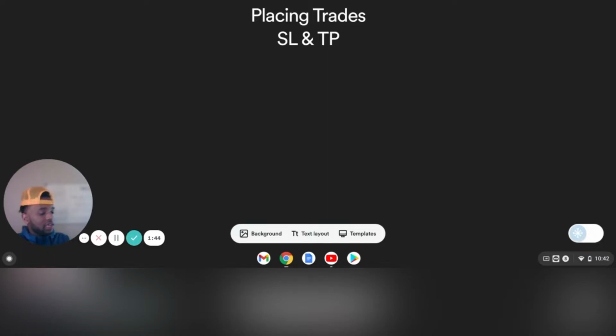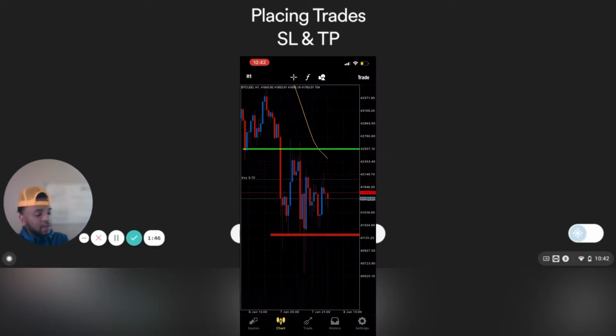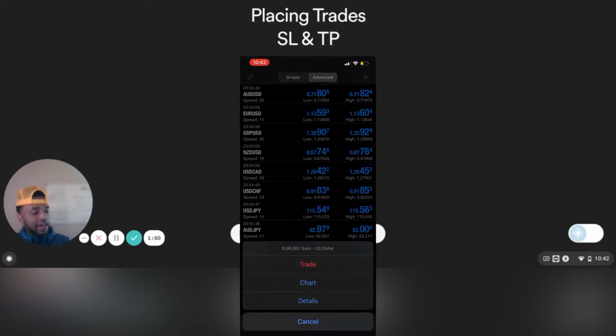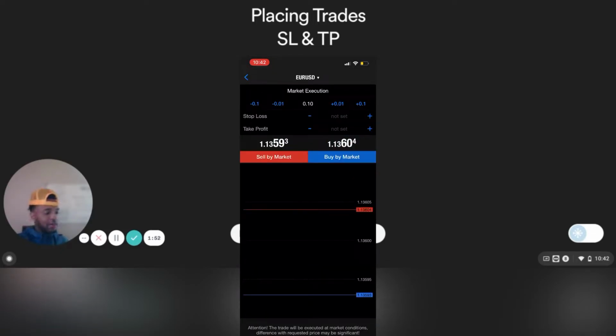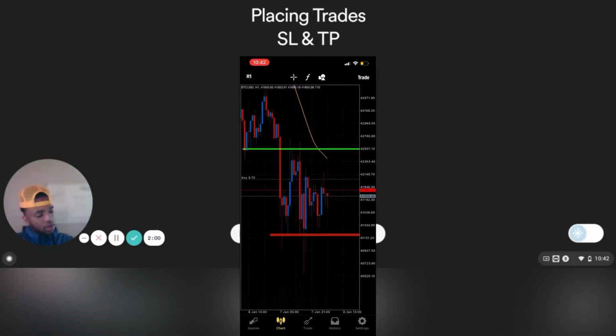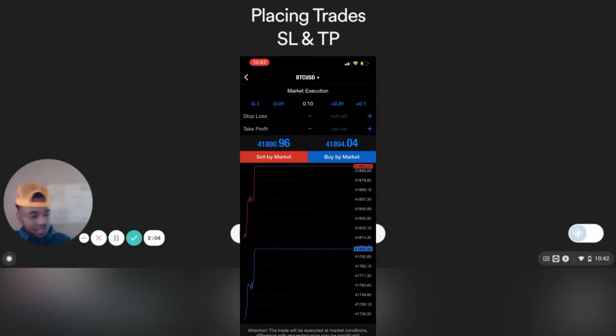There's a couple of ways to do it. You can go to your quotes page, press the pair you want to trade, hit trade, and then you have the buy or sell button right there. Or if you go to the chart, like this slide right here, you have the chart on the right. At the top right, you've got trade right there. So, two ways to do it.